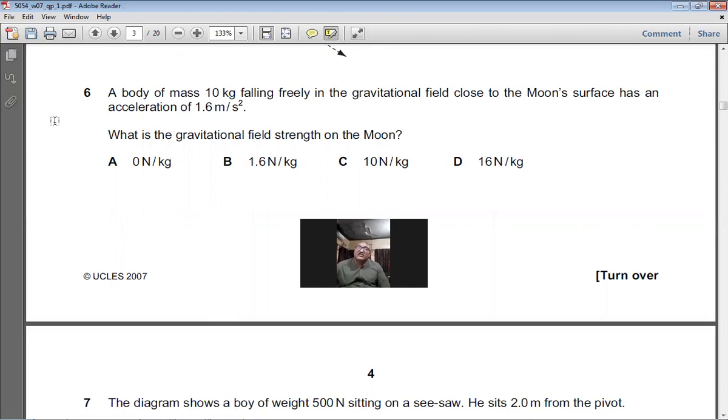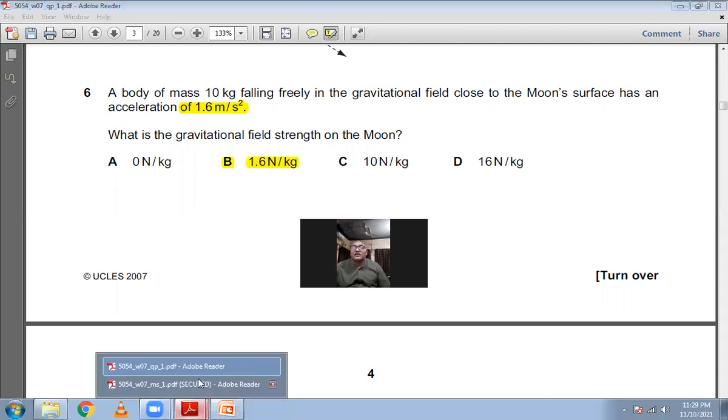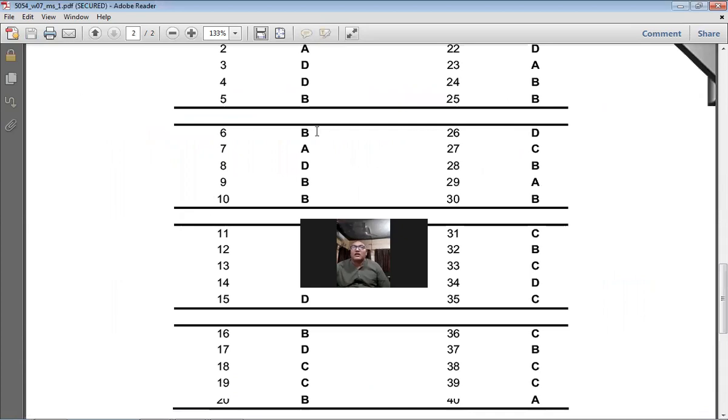You see, this acceleration due to gravity is 1.6 meter per second square. The same will be the gravitational field strength, but its units will be Newton per kg. Small g on the moon will be 1.6 Newton per kg. So B is the right choice. Our answer is right.